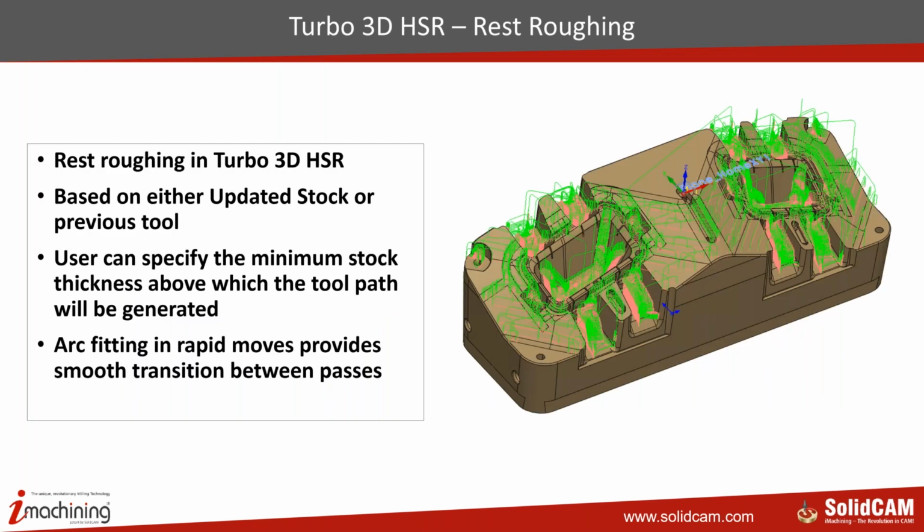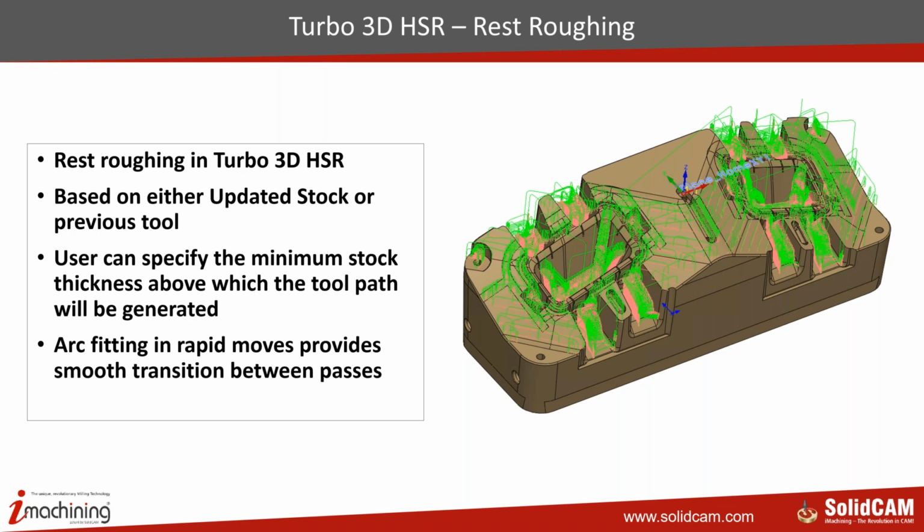Rest roughing inside Turbo 3D HSR: you have both the options. You can generate the rest roughing strategy using the updated stock condition, or you can use the previous tool reference. Either you can use the reference tool or you can always respect the updated stock condition. Both options are available, or you can use the updated stock and previous tool reference together and generate rest roughing. Arc fitting in the rapid moves provides a smooth transition between the passes.